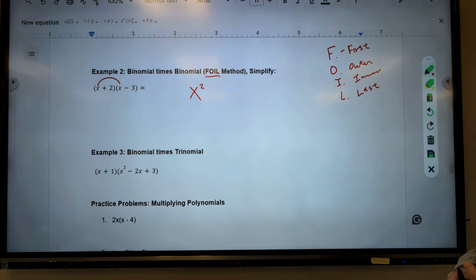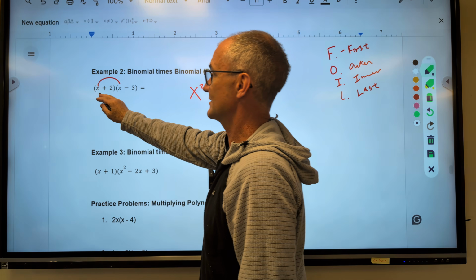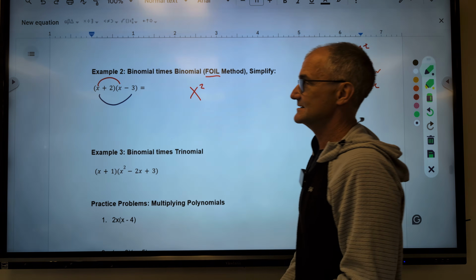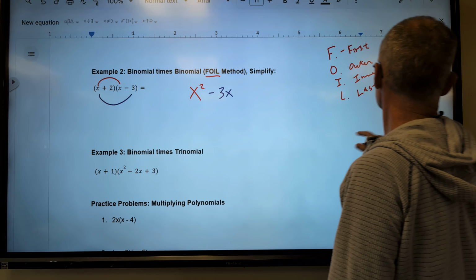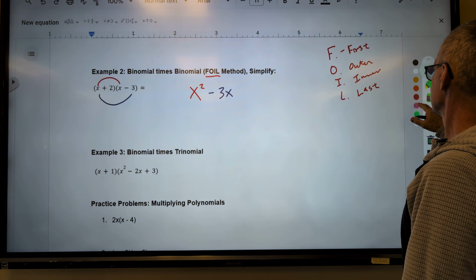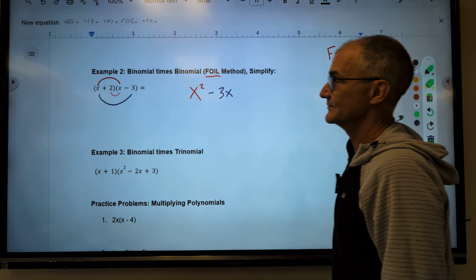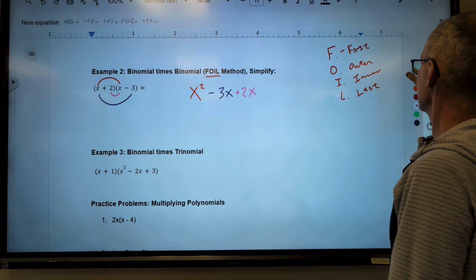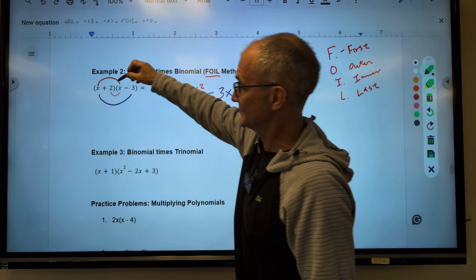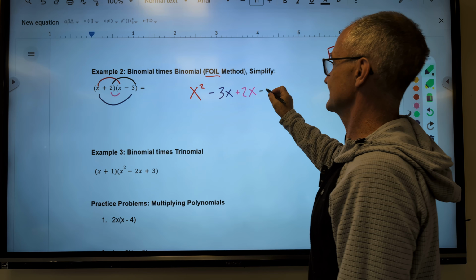Okay, first term is x squared. The second term after that is the outers. So the outers are these two, x times -3, -3x. The inners, pink, the inners are these two, 2x, and then the last are the last terms of each binomial. So 2 times -3, -6.